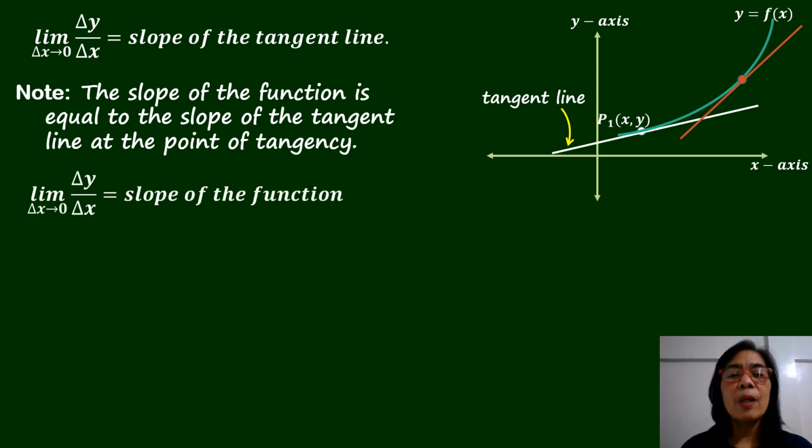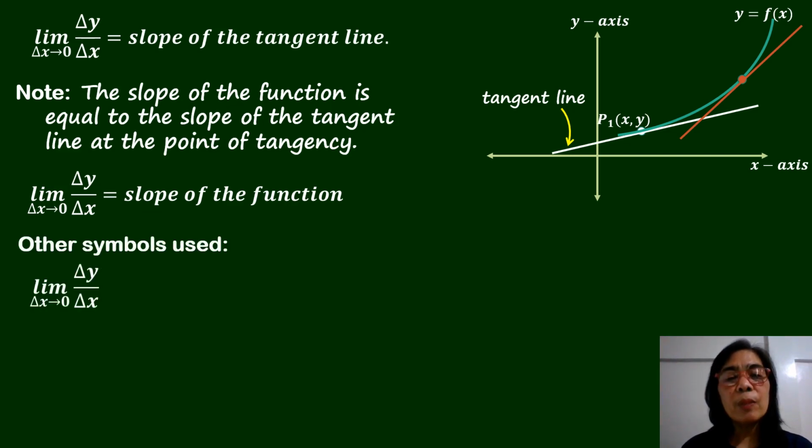And so therefore, we say that the limit of delta y over delta x as delta x approaches 0 is equal to the slope of the function. Now, other symbols which are used to denote the limit of delta y over delta x as delta x approaches 0: we have the derivative of y with respect to x written as dy over dx.